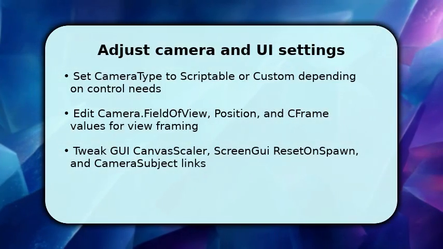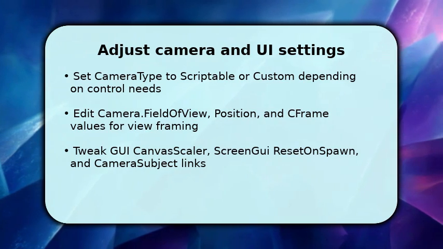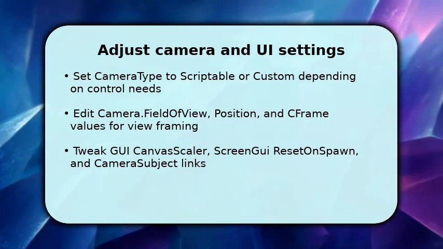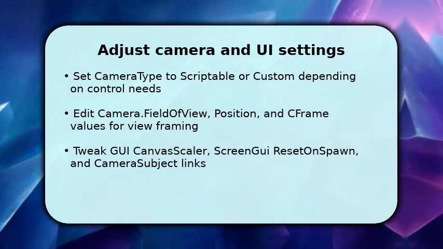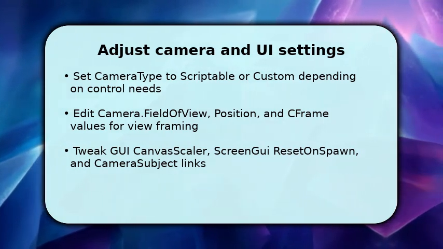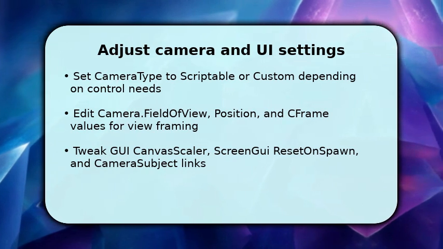If you need full control, set CameraType to Scriptable and drive it with a LocalScript. For player-driven setups, use Custom or Attach. Change field of view to tighten or widen perspective, then adjust CFrame or Position to reframe the subject.